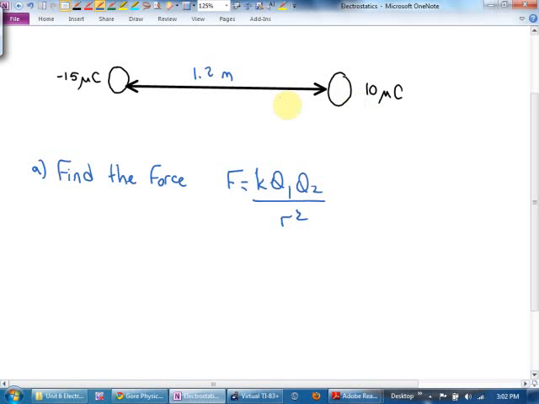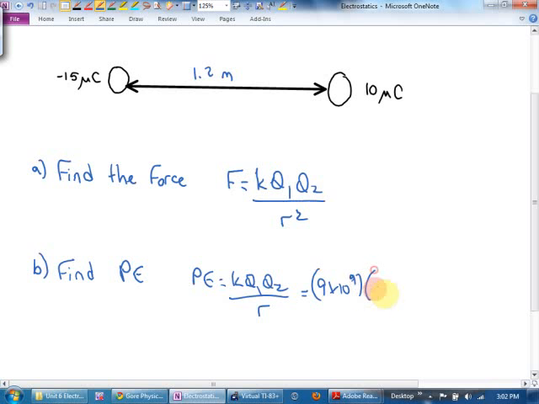What else can I ask you about point charges? I can say, find the potential energy between these two charges. The potential energy is going to be K, Q1, Q2 over R. By the way, you probably want a formula sheet handy. It really helps you to spot things as we're going through. You can try and anticipate where I'm going. Now here, I would go 9 times 10 to the 9th. Here, I would include the negative. You'll get a negative amount of energy.